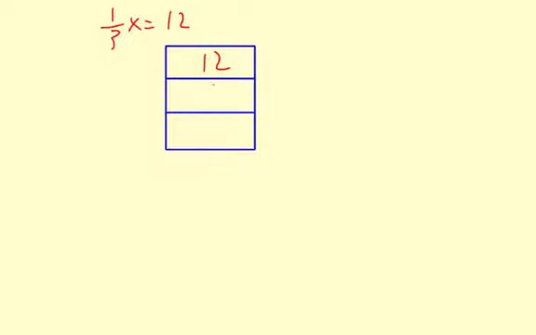So based on this model, what should x be? Well, this should be another 12, and this should be another 12. So x should equal 36 based on the model.